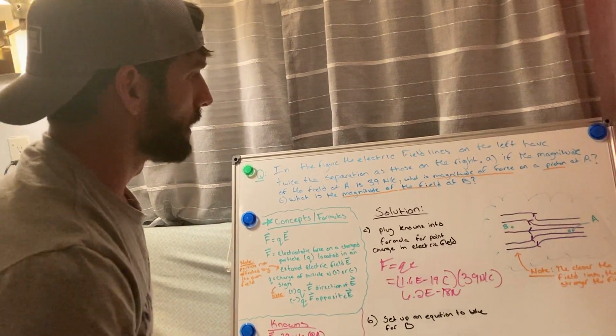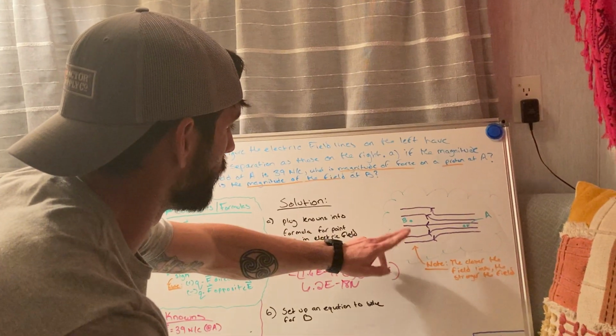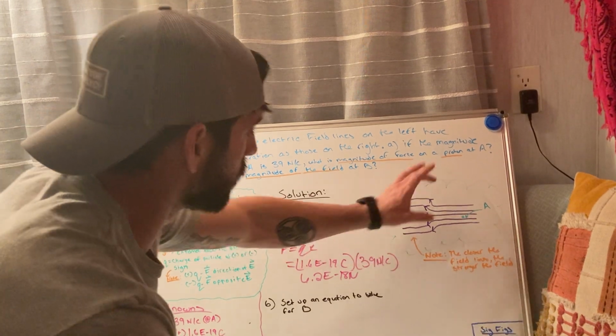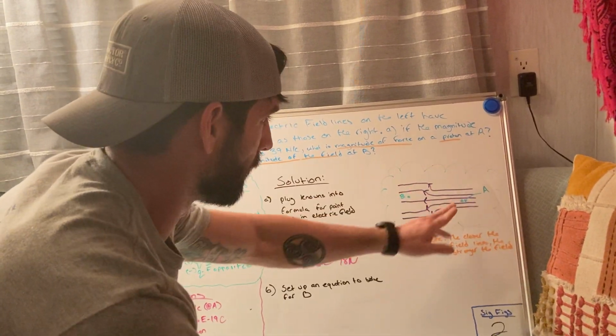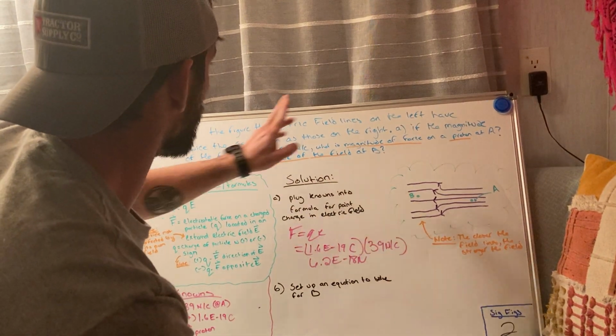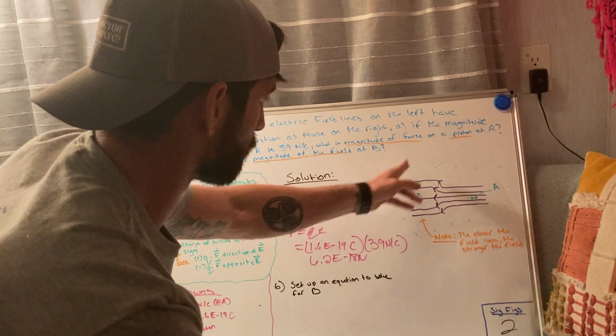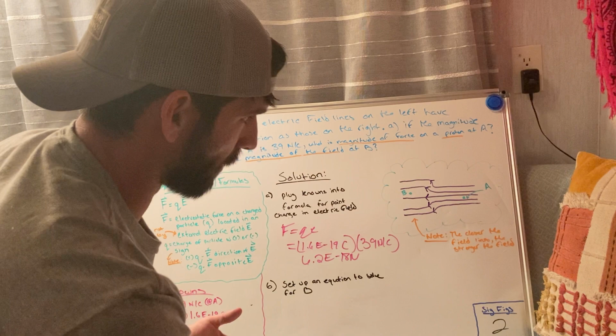For part B, this is kind of a conceptual problem, but it's important to note that in an electric field, the closer the field lines are together, the stronger the field. It says in the problem that point B has twice the separation as point A, which means that A is twice as close together, and therefore will have twice the magnitude.